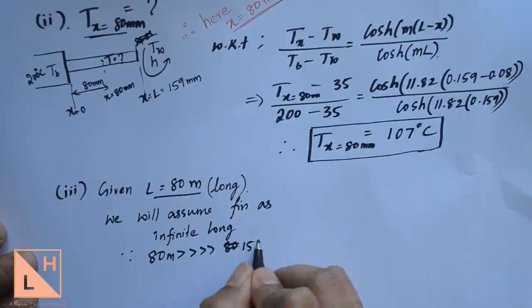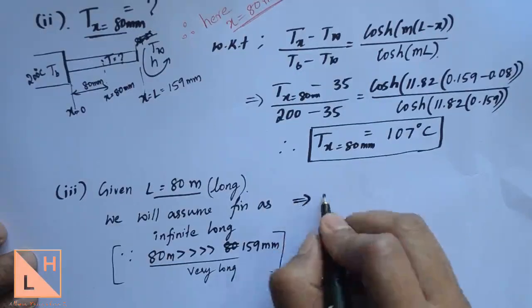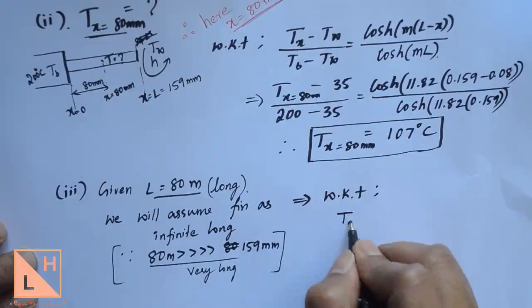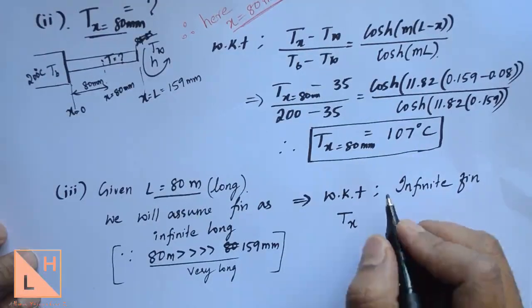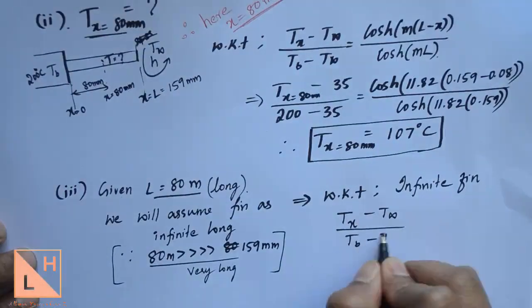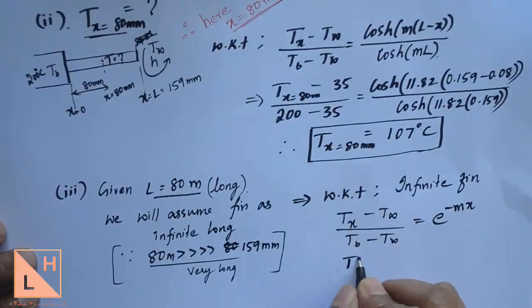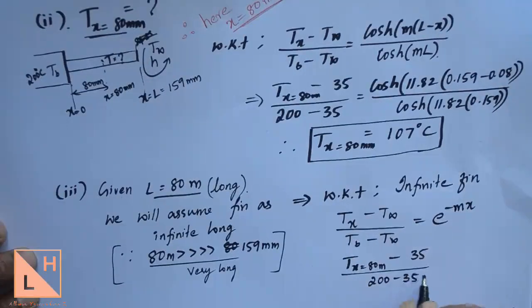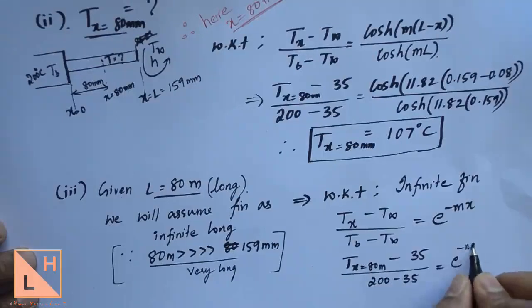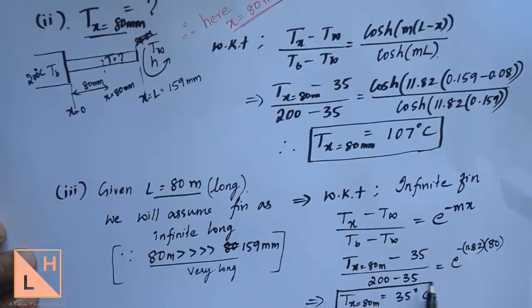As I already said, 80 meter is quite long when compared to the already existing length of the fin, that is 159 mm. So we consider this to be an infinitely long fin, for which we have the temperature distribution like this. You will find it in the data handbook once again on the same page number 50 for the infinitely long fin. You can go on substituting the values, and finally you will get the unknown parameter. The temperature at a distance of 80 meter will be equal to 35 degrees Celsius.